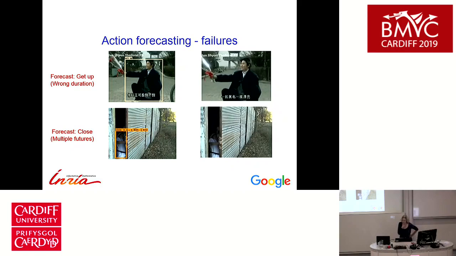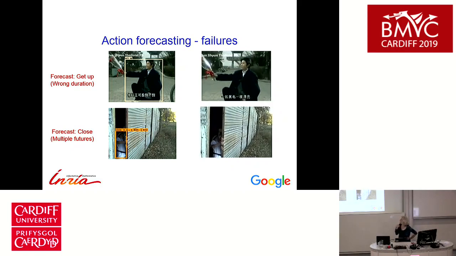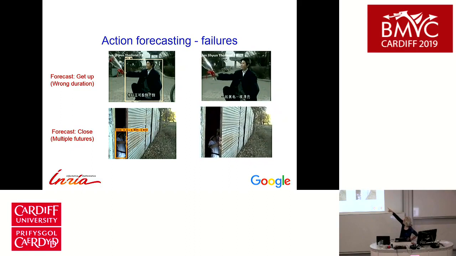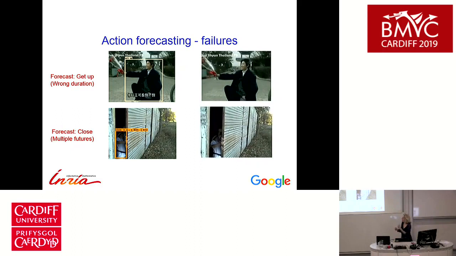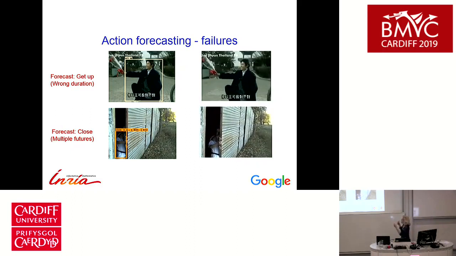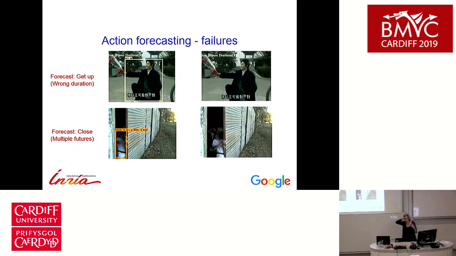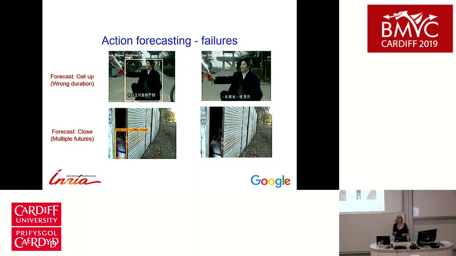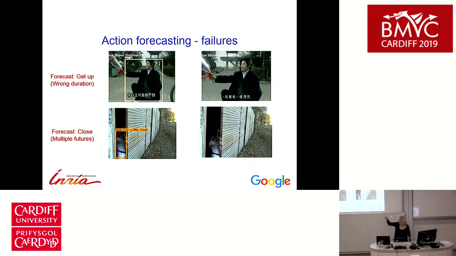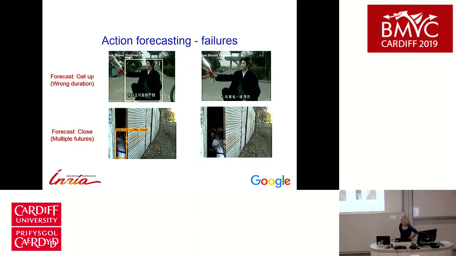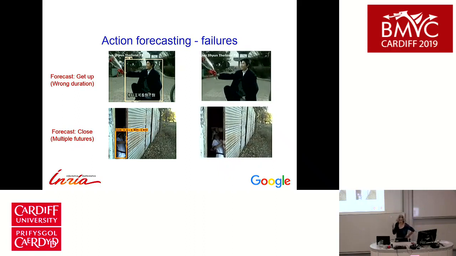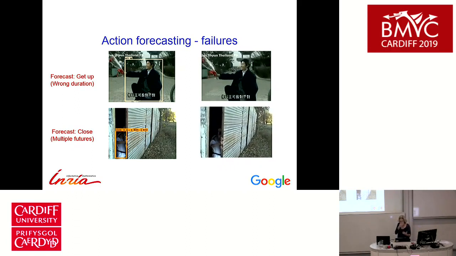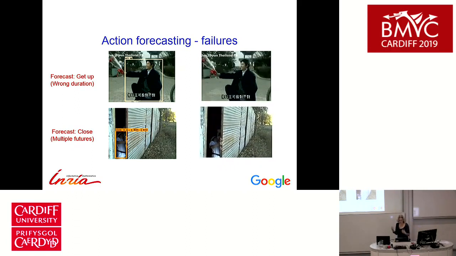And then if you look at two failure cases, here we predict that the person is getting up, but in reality he's not getting up yet. So this is basically a wrong duration. He'll get up later. What's important here is that you have several predictions for the future, and not just one. And then the other one is we predict close the door. Instead, the person is opening the door. And as a matter of fact, if you just look at the left frame, it's unclear if the person will be opening or closing the door. So here again, it's very important that you predict not only one future, but multiple futures.